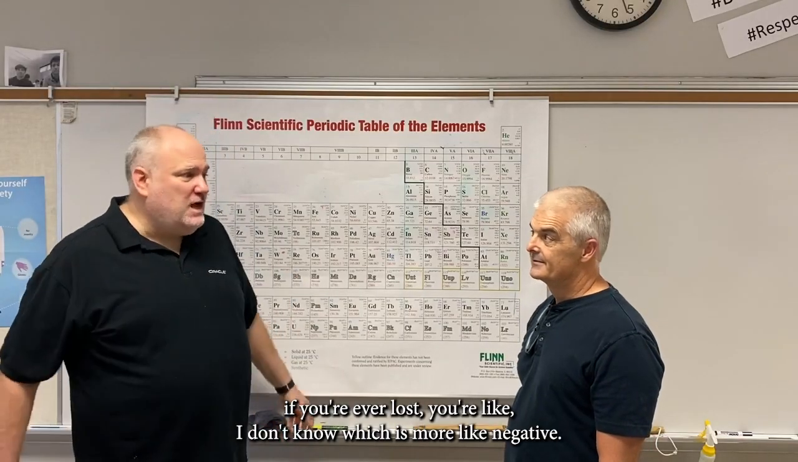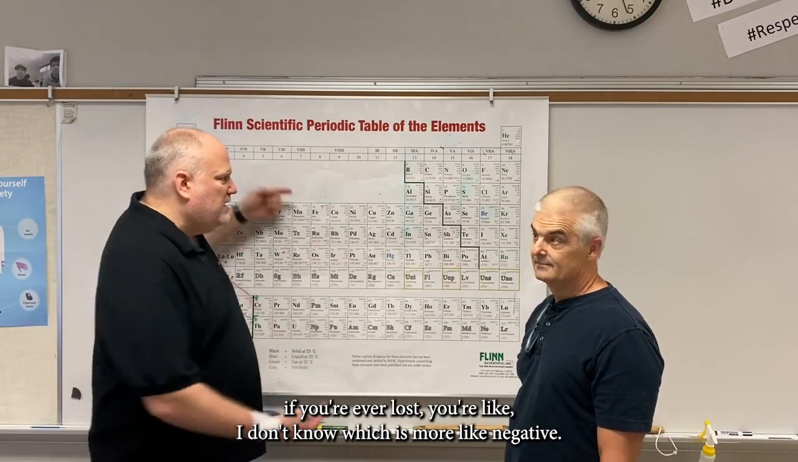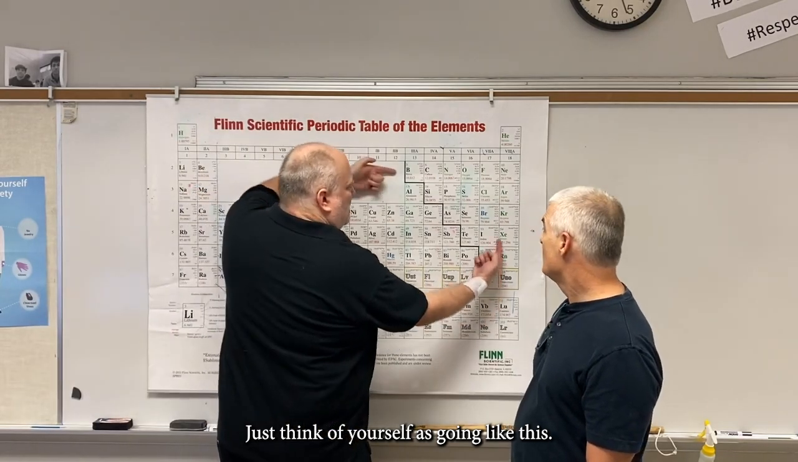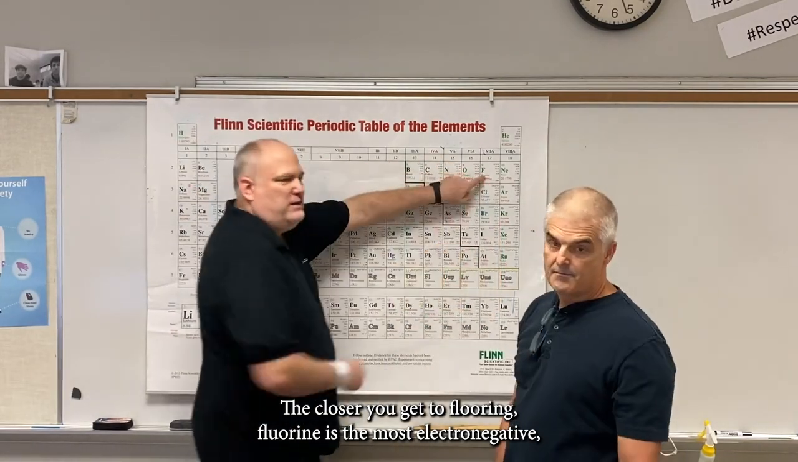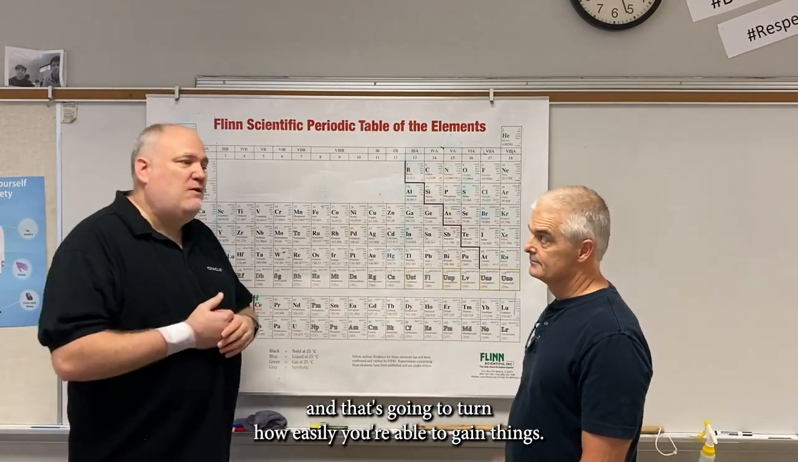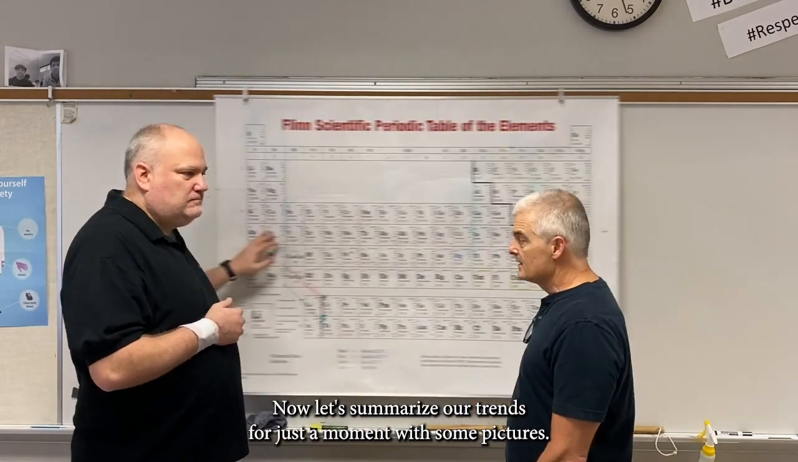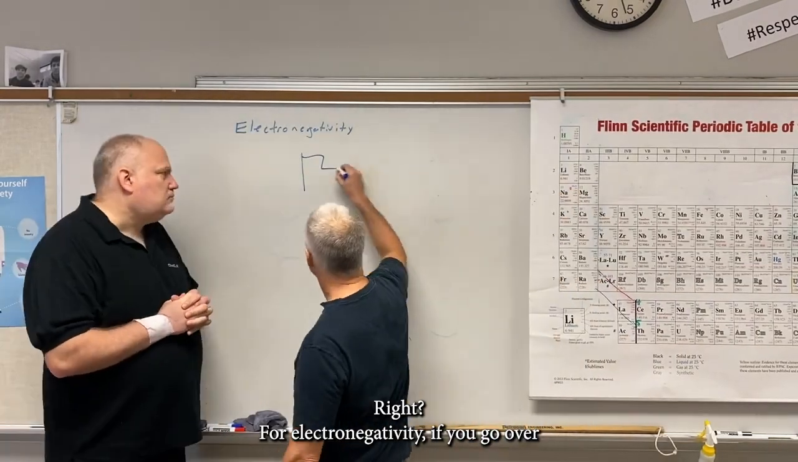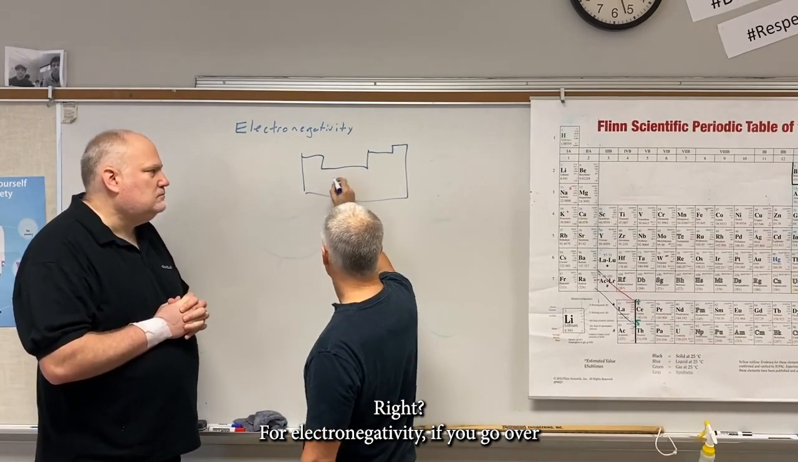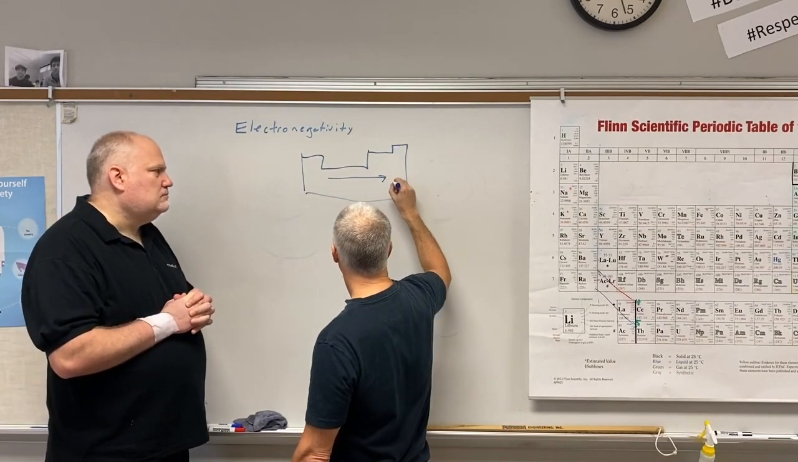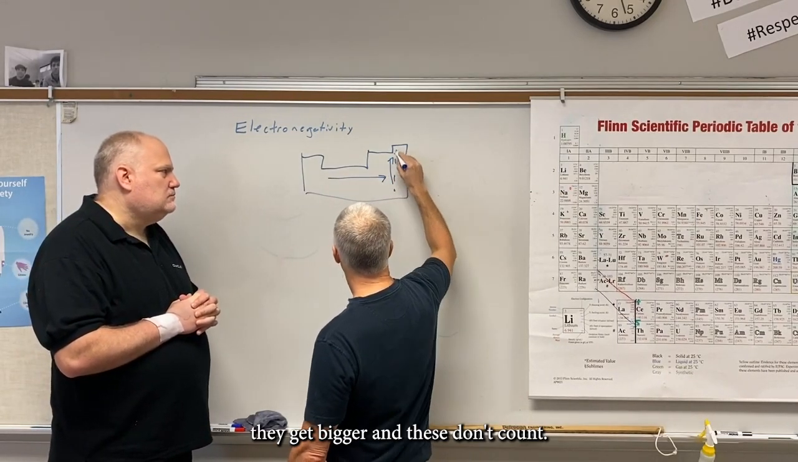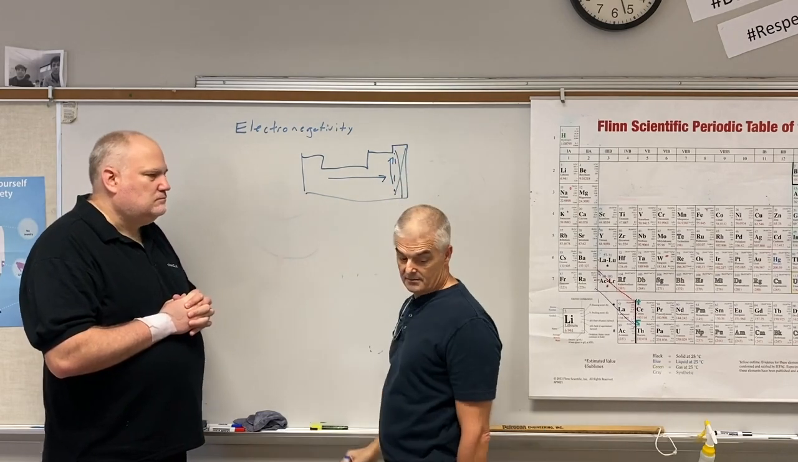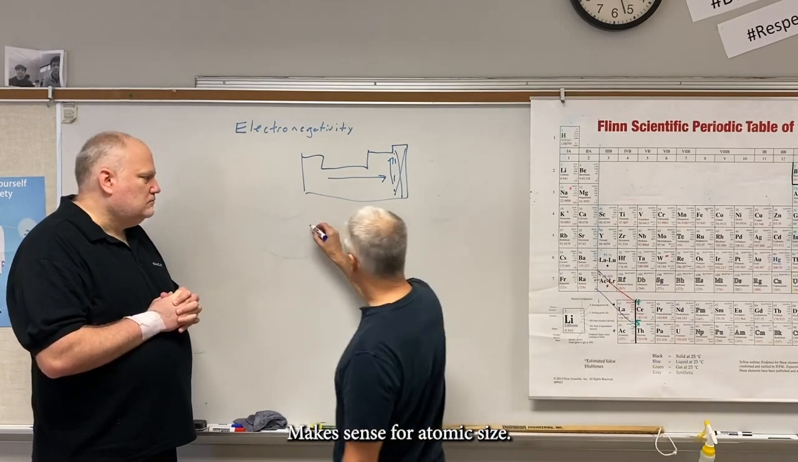In fact, if you're ever at a loss and you're like, I don't know which is more electronegative, just think of yourself as going like this. The closer you get to fluorine is the most electronegative, and that's going to determine how easily you're able to gain things. Now let's summarize our trends for just a moment with some pictures, right? For electronegativity, if you go over and up, they get bigger, and these don't count. Make sense?